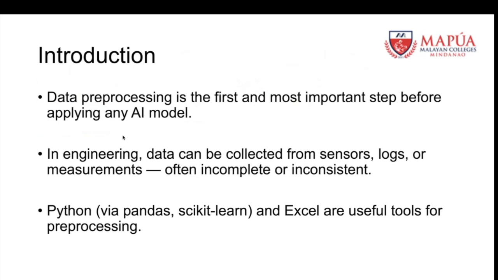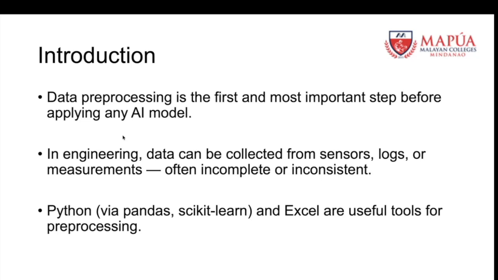So, what is data pre-processing? Data pre-processing is the first and most important step before applying any AI model. In engineering, data can be collected from sensors, logs, or measurements, which is often incomplete or inconsistent.